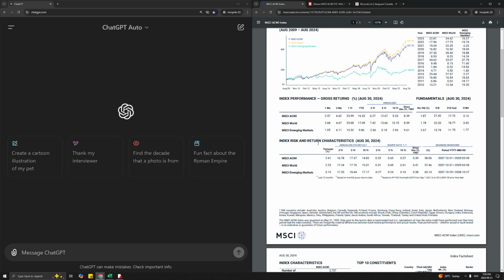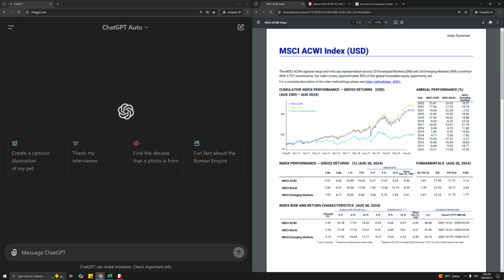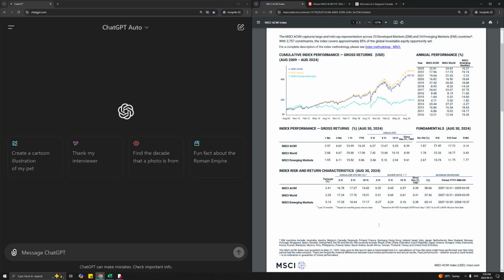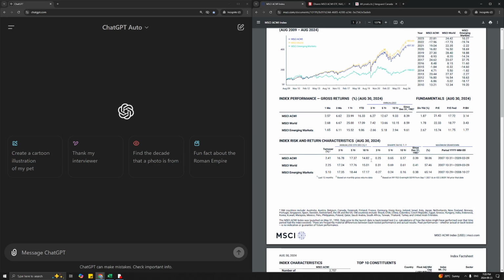Okay, so this part here, index risk and return characteristics. Standard deviation is basically, how do I say this without saying standard deviation? It's basically the variance of the returns. It's hard to explain standard deviation.